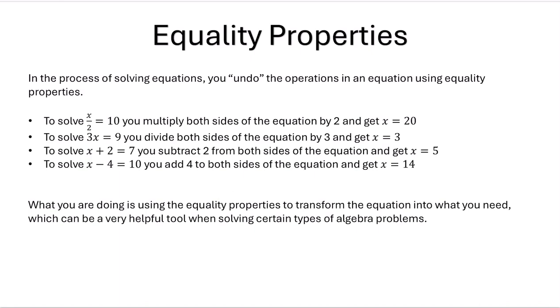3x equals 9, you divide both sides by 3 and you get x equals 3. X plus 2 equals 7, you subtract 2 from both sides and get x equals 5. X minus 4 equals 10, you add 4 to both sides and get x equals 14. So this step right here where you do whatever operation on both sides, those are called the equality properties, because what it's telling us is that we can do the same thing to both sides of our equation without changing the meaning of the equation.